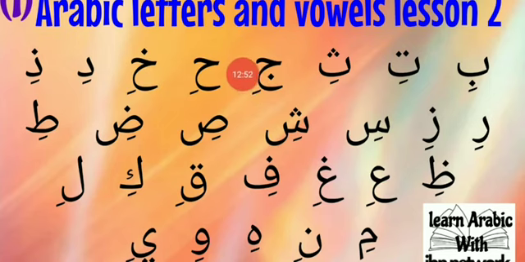Here we have ha together with kasra. So we say ha kasra hi, ha kasra hi, hi. Kha together with kasra, so we say kha kasra khi, kha kasra khi. Here we have dal together with kasra, we say dal kasra di, dal kasra di, di.